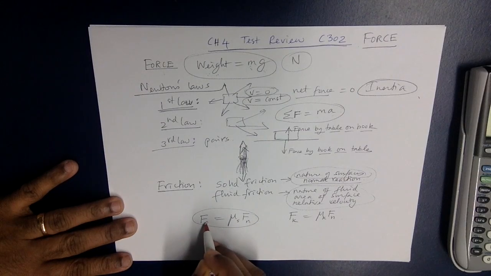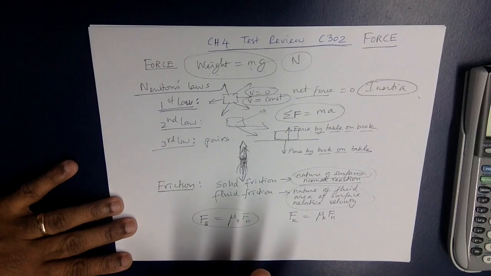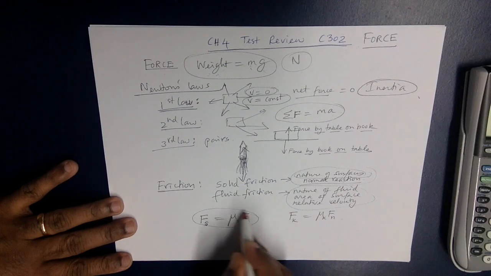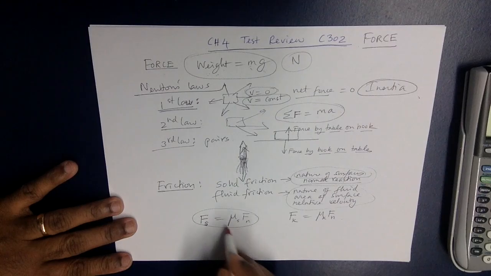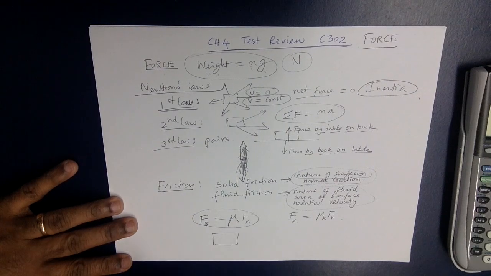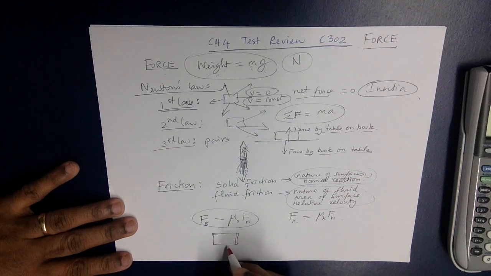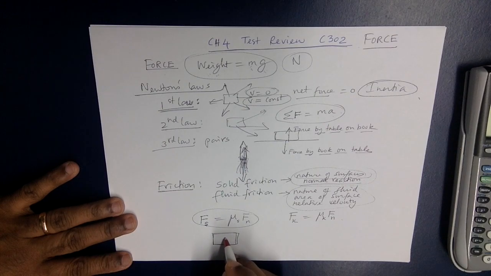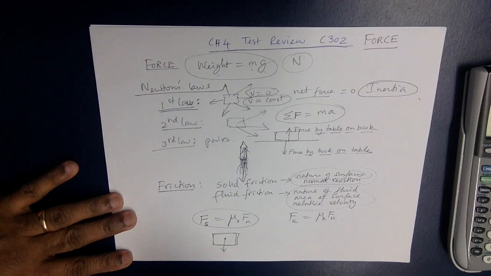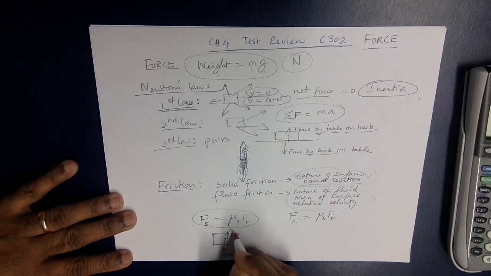This implies that you can have maximum static frictional force between two surfaces if they are at rest. And how much maximum friction can develop between two surfaces? That's mu s times normal force. So if you have an object like that, and if the object's weight is 1000 newtons, then there is a normal force of 1000 newtons.